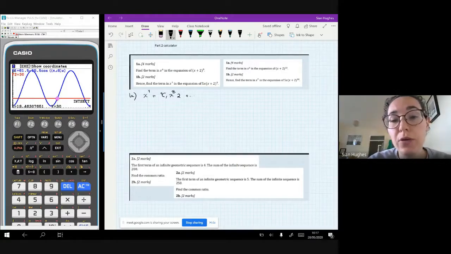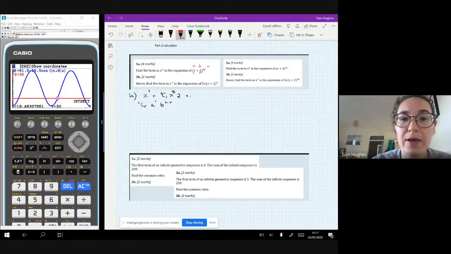But usually we do these questions using the general formula that is in the formula booklet, which is nCr, a to the r, b to the n minus r. And our a is the x, our b is the 2, and the 9 is the n here. This is useful when you want just one particular term, you don't want the entire expansion.